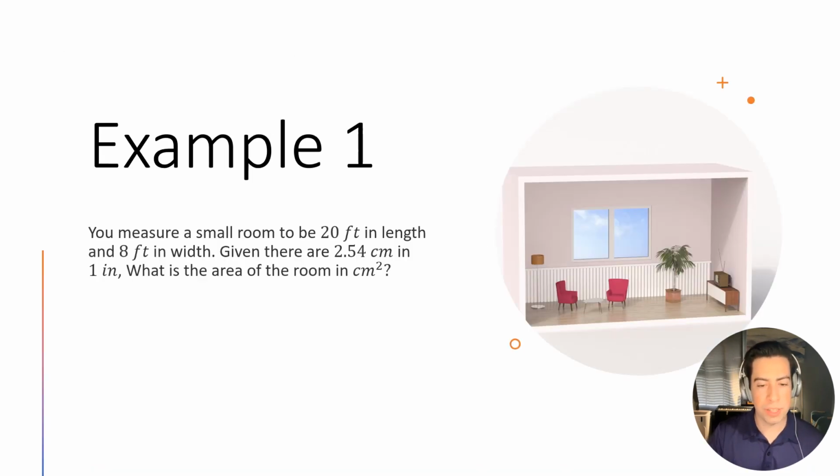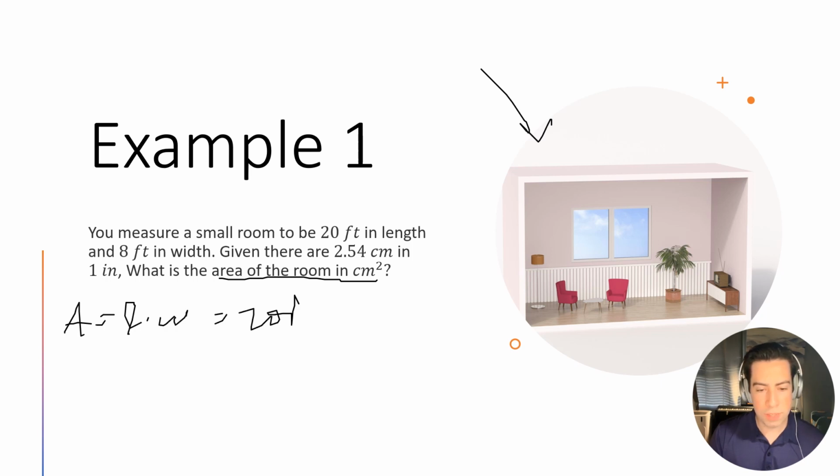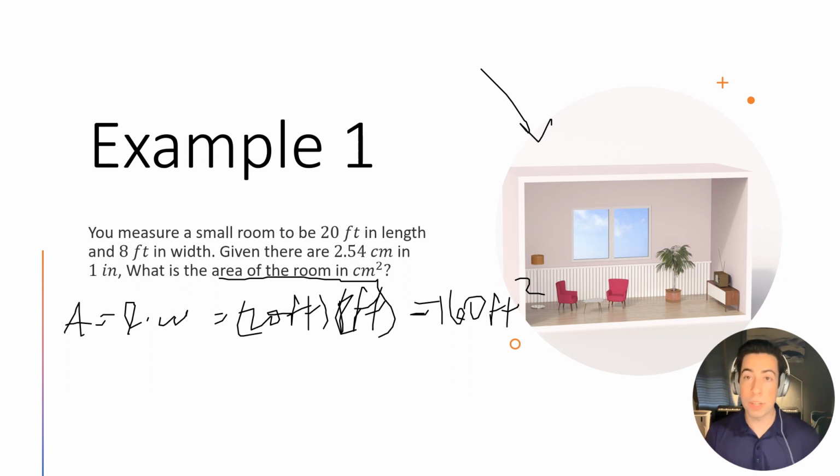So let me give an example here, okay? I have this house here, and it's 20 feet in length and 8 feet in width, and I want to know what is the area of the room in centimeters squared. So let's go ahead and calculate the area first. Area is just going to be length times width. So it's going to be 20 feet times 8 feet, and that is going to equal 160 feet squared. And again, we're going to square it because we can treat those units kind of like variables.